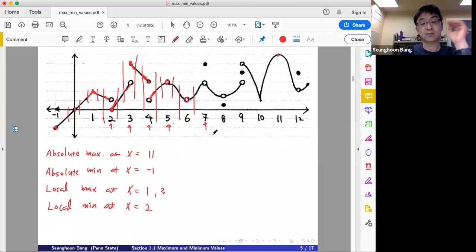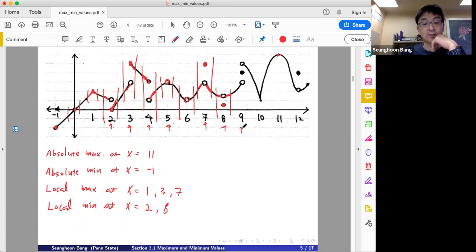What's the 7? Local maximum, local minimum, or neither? What is your answer at 7? Local maximum. Yes, this is a function value. Compared to other function values here, it is the locally highest point, 7. What is 8? Yes, local minimum, lowest point. Compared with other points, the lowest point, 8, local minimum.